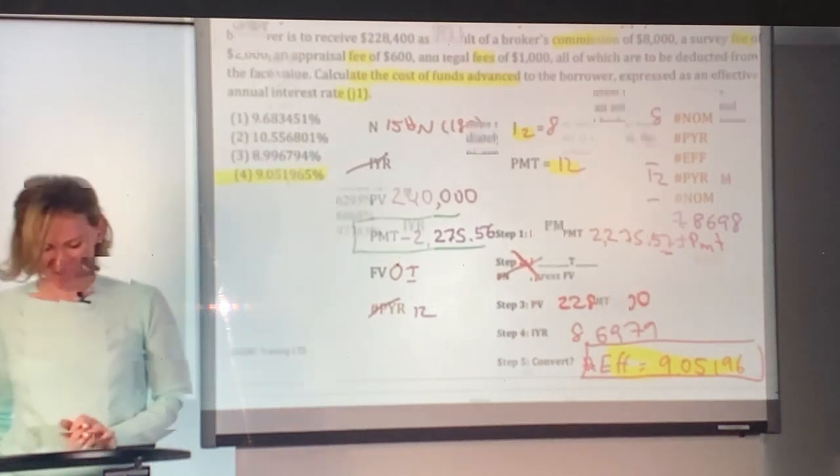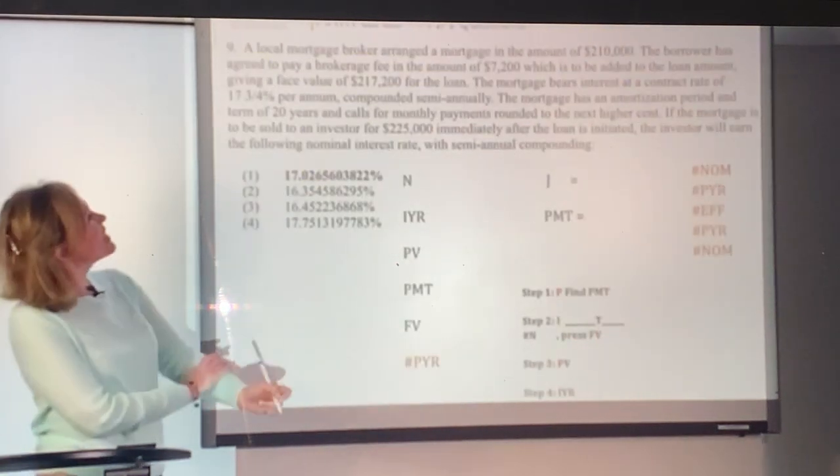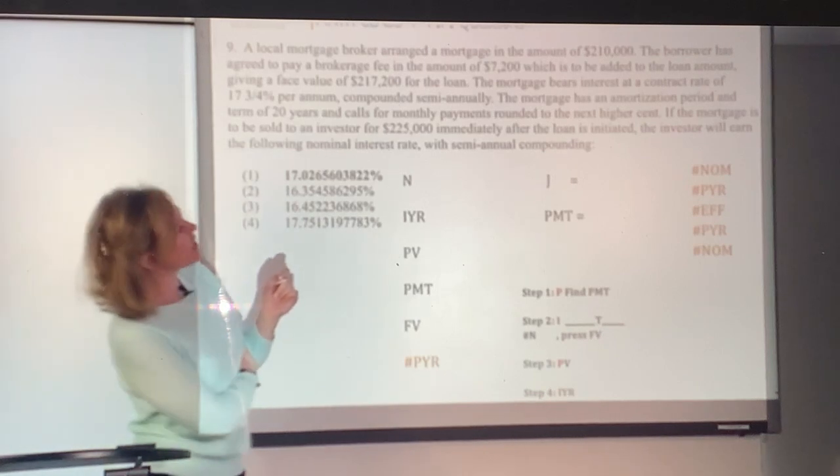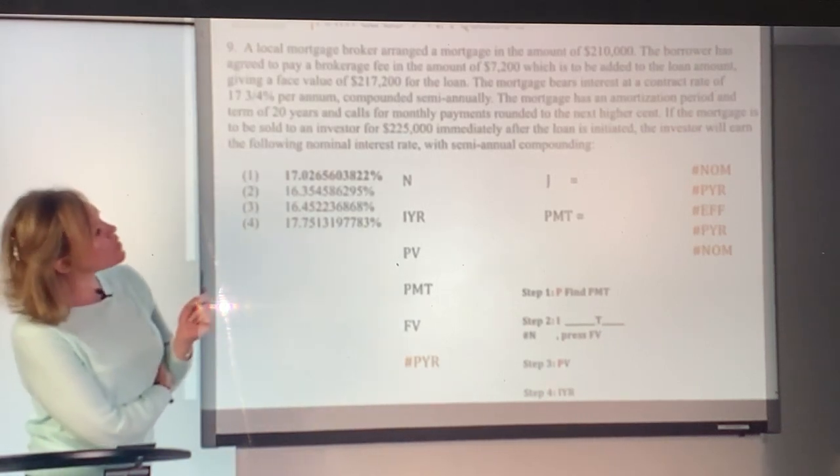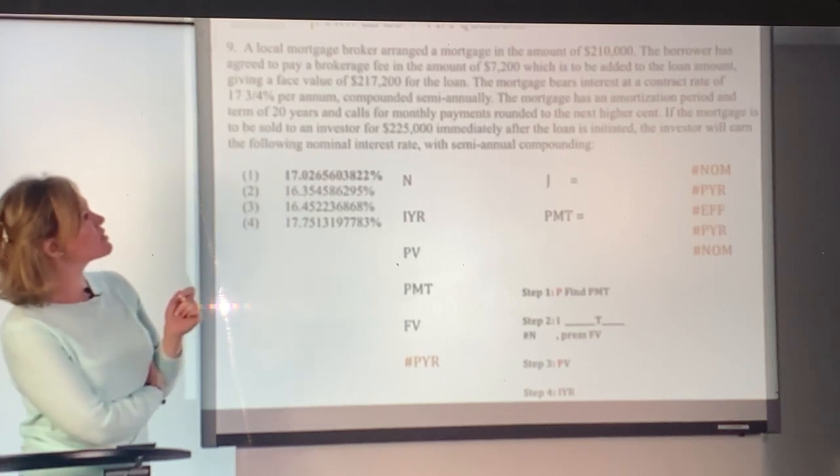Okay, next one. Question number 9. The local mortgage broker gets the mortgage of the amount of $210,000. The borrower has agreed to pay a mortgage fee of $7,200, which will be added to the loan amount, given a face value of $217,200 of the loan.